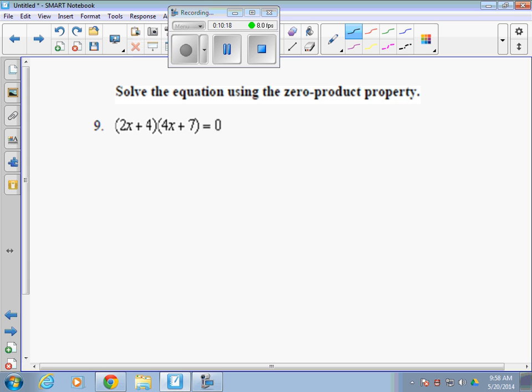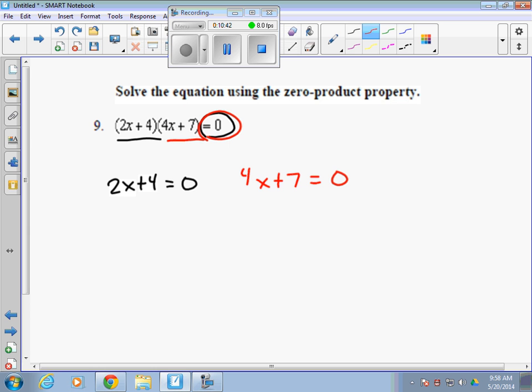Number 9 says use the zero product property. Well, it's already factored for you. So you just write this as two separate equations. This first one, 2x plus 4 equals 0. And the second one, 4x plus 7 equals 0. That's using the zero product property.